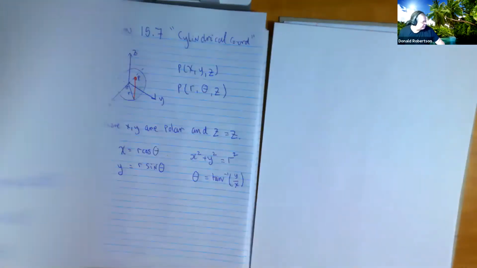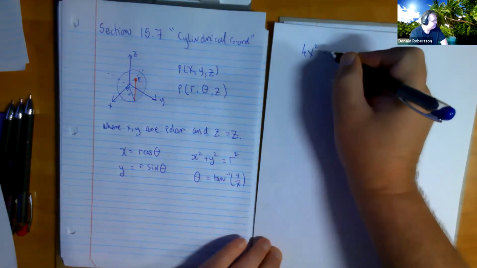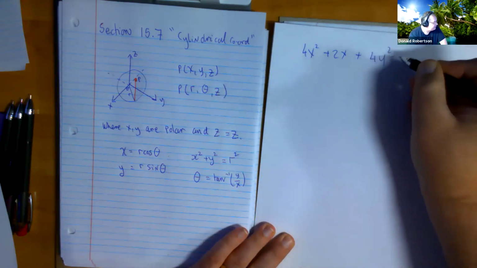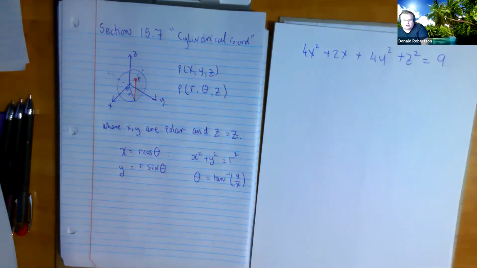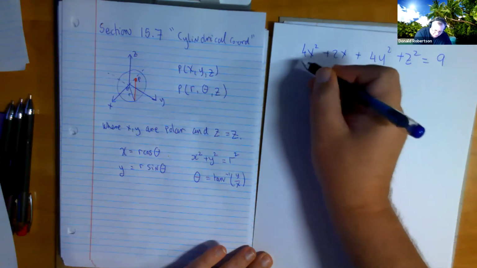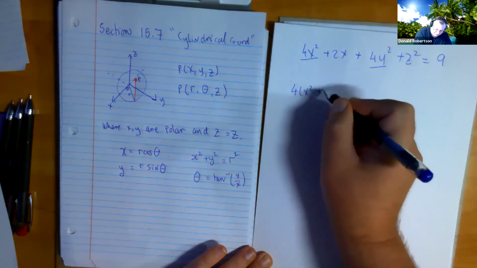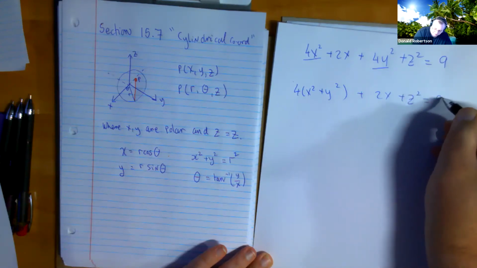Let's try something a little bit crazier. How about 4x squared plus 2x plus 4y squared plus z squared equals 9. And I want to convert that into polar. And in particular, I always want to try and convert it into z equals. This fella, 4x squared, and this fella, 4y squared, if you put them together, would you agree you get 4 lots of that? You then have a 2x, you then have a z squared, and it equals 9.